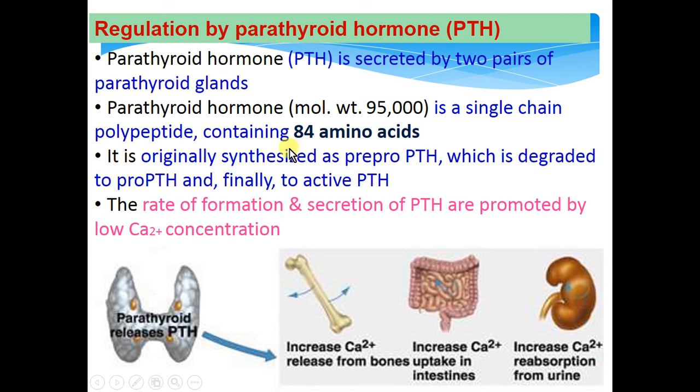Now we discuss the parathyroid hormone's role as a regulator for calcium homeostasis. Parathyroid hormone is secreted by two pairs of parathyroid glands. Parathyroid hormone has a molecular weight of about 95,000 Dalton, or 95 kilodalton. It is a single chain polypeptide.